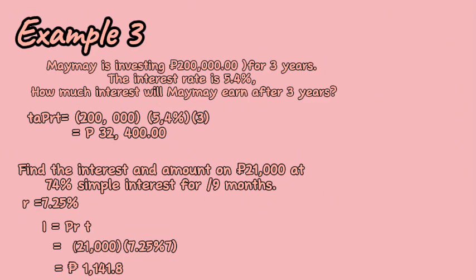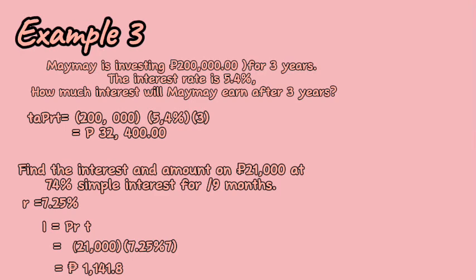The second example is find the interest and amount on 21,000 at 7 1/4% simple interest for 9 months. So here, 21,000 pesos is the principal amount. 7 1/4%, which can be written as 7.25%, is the value of R. 9 months is T, but it is expressed in months, so we need to divide it by 12 because our formula I equals PRT is in terms of years.